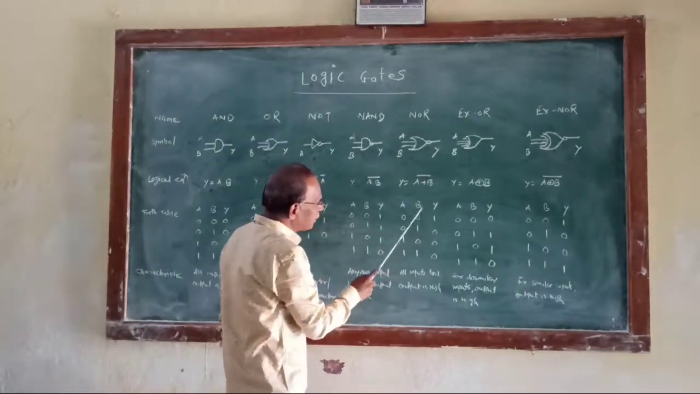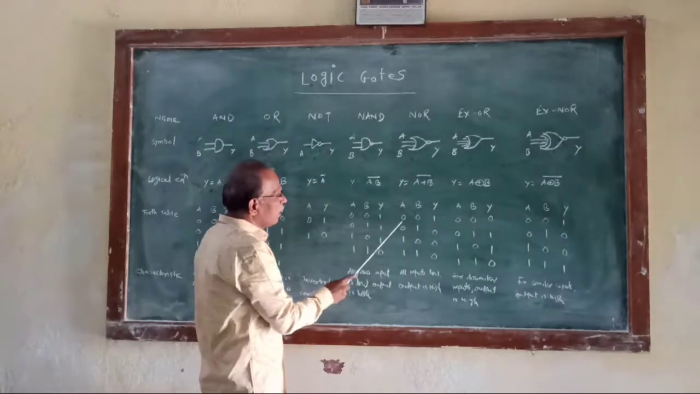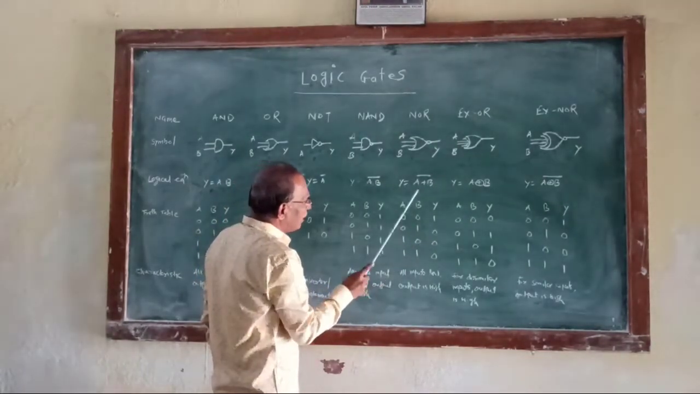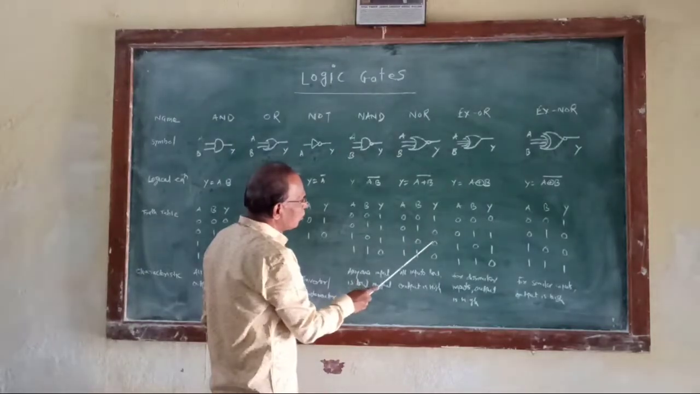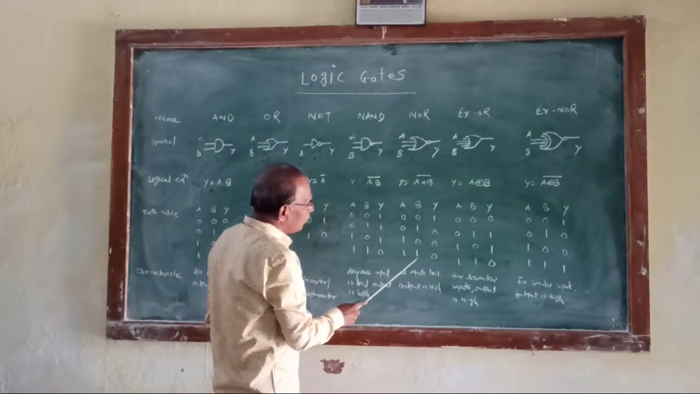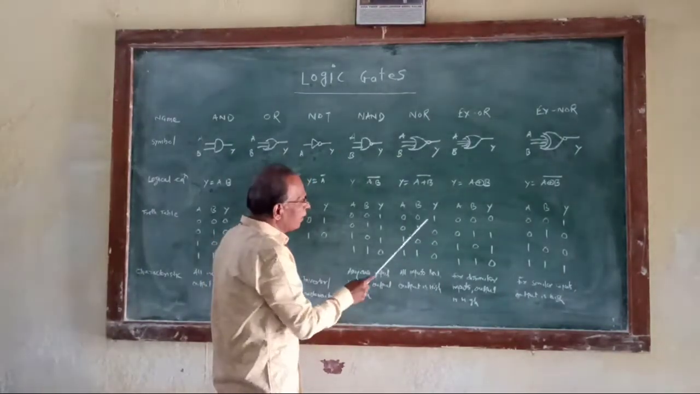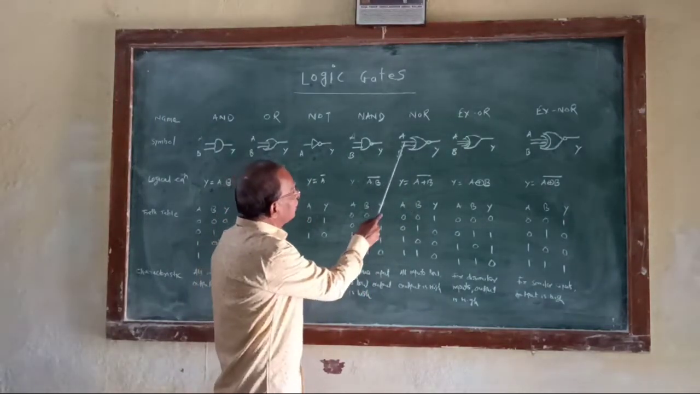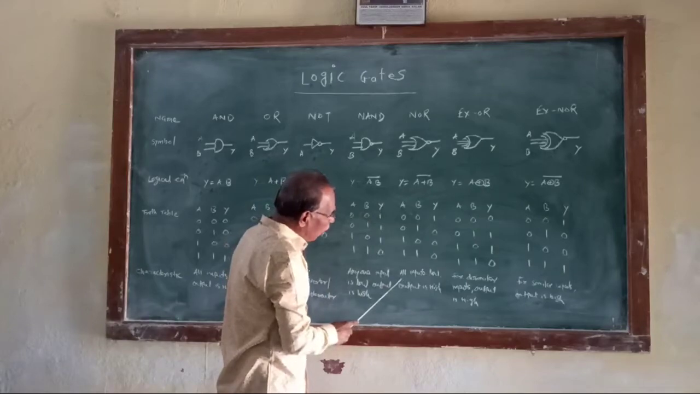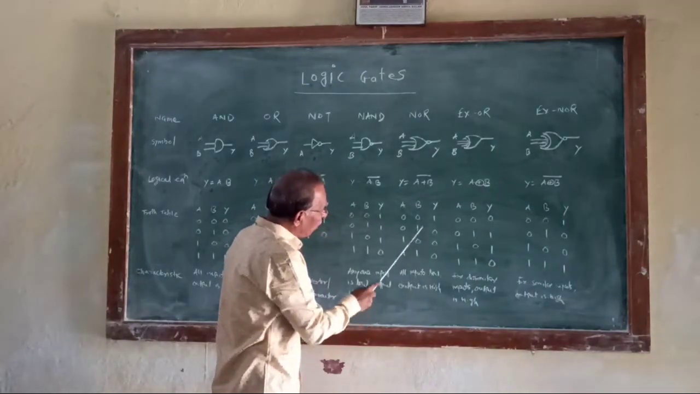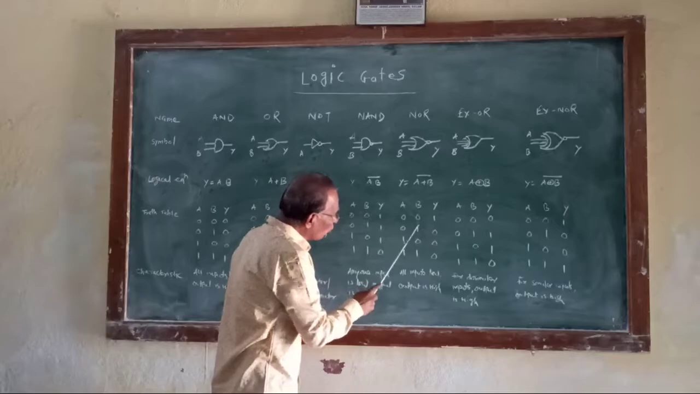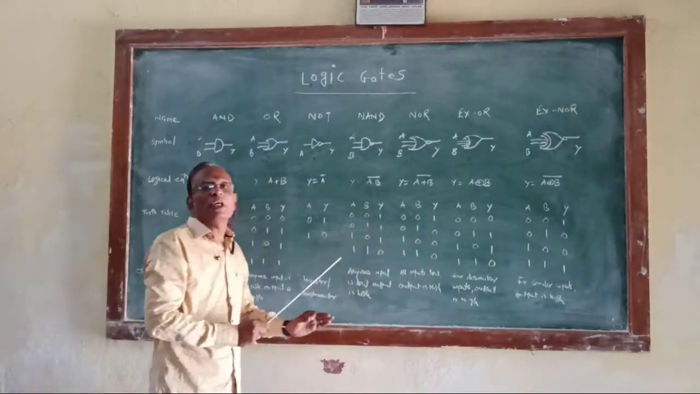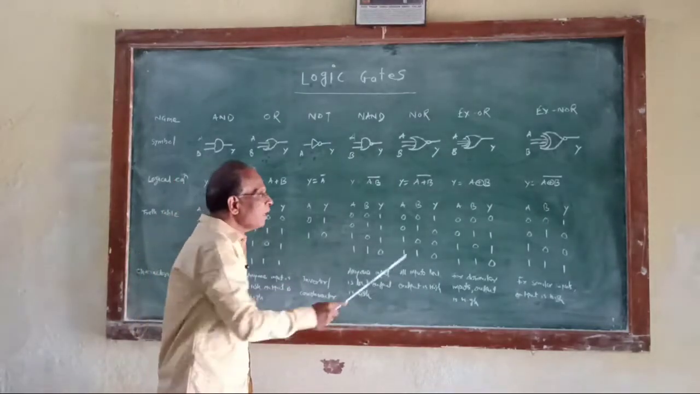And again, if you see the truth table here, A is 0, B is 0, Y is 1. A is 0, B is 1, Y is 0. A is 1, B is 0, Y is 0. A is 1, B is 1, Y is 0. If you see the truth table carefully, you can get the important characteristic of this NOR gate, and that is if all inputs are low, then the output is high. When all inputs are low, at that time you will get the high output.